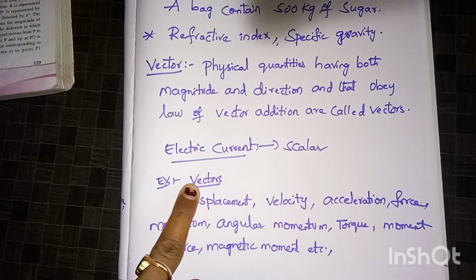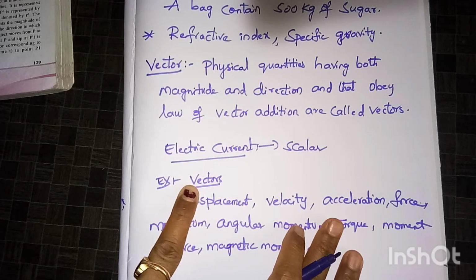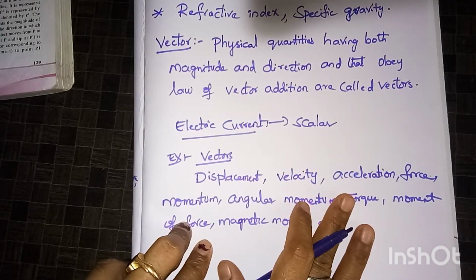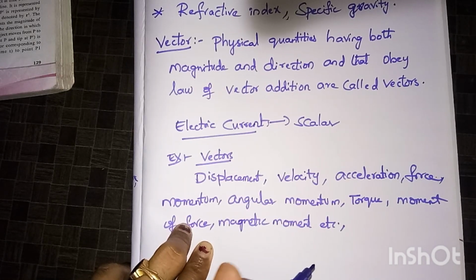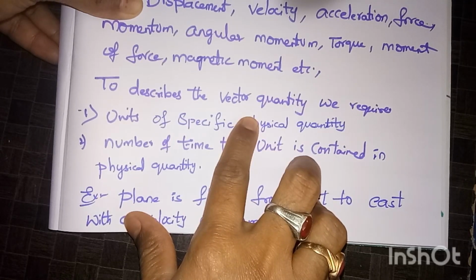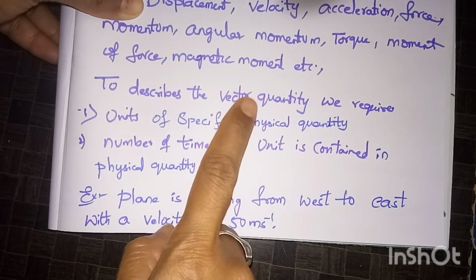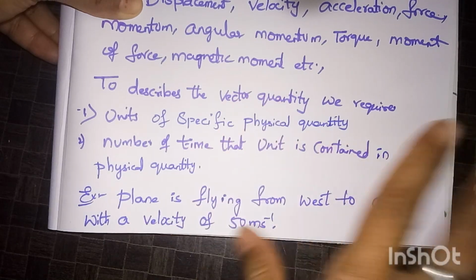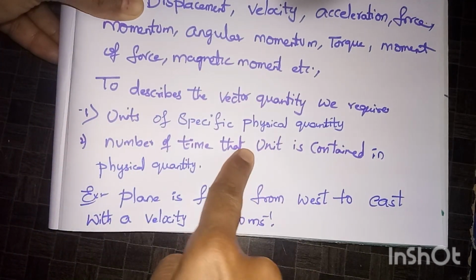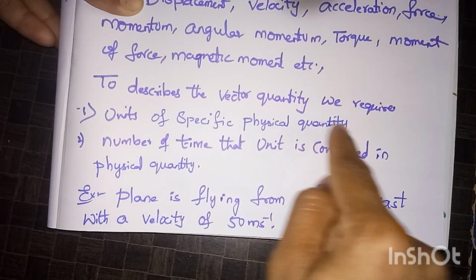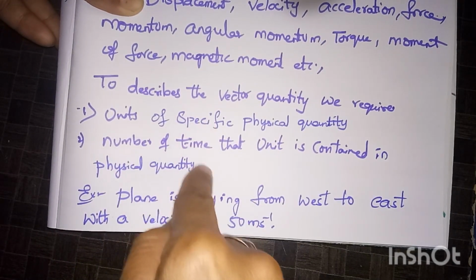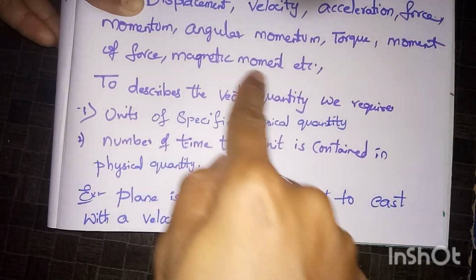So these are some of the quantities which obey the law of vector addition and have magnitude and direction. So how can we describe these vectors? They are described the same as scalars. In scalar, what we said is that the quantity should have units and the number of times the unit is contained. Those are the two points we mentioned to describe a scalar. Same for a vector: units of the specific physical quantity, and the number of times the unit is contained in the physical quantity.